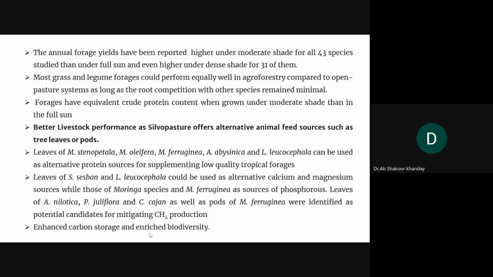That is why better livestock performance has been reported in silvopastoral systems: a steady supply of nutrients is ensured, as the nutrient content of the leaves doesn't change drastically like that of forage crops. Leaves of different tree species can be used as alternative protein sources for supplementing low quality tropical forages. Leaves of Leucaena leucocephala could be used as alternative calcium and magnesium sources, while those of Moringa species as sources of phosphorus.